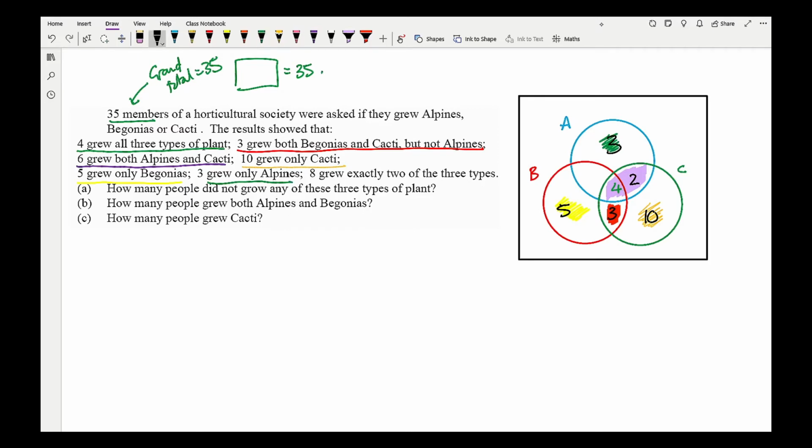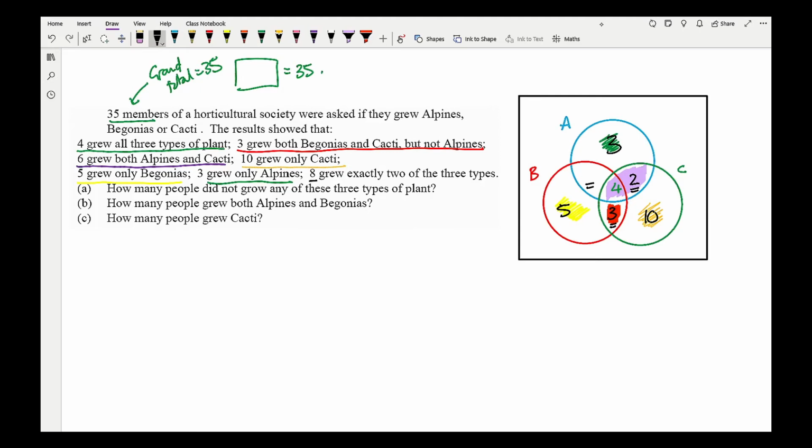Now it also then says that 8 grew exactly 2 of the 3 types. Now the areas that's 2 out of the 3 is basically this region here, the 3, and this region here. So those 3 numbers need to add up to 8.